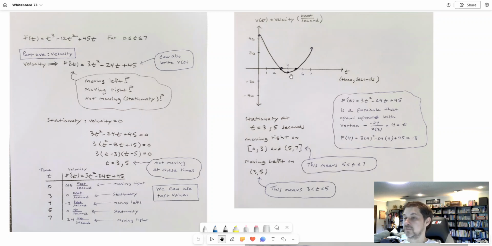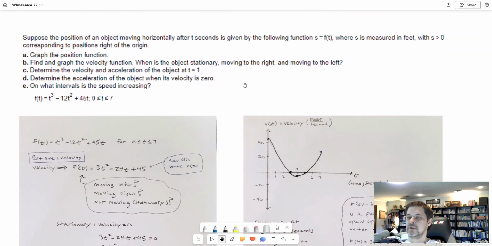When's it moving left? Well, whenever the velocity is negative, which is between 3 and 5 seconds. I don't say bracket 3, bracket 5, because at those times it's stationary. It's moving left for more than 3 seconds, but less than 5. So those are my answers to part B. I won't do part C because it just seems so simple. It says determine the velocity and acceleration when t is 1.